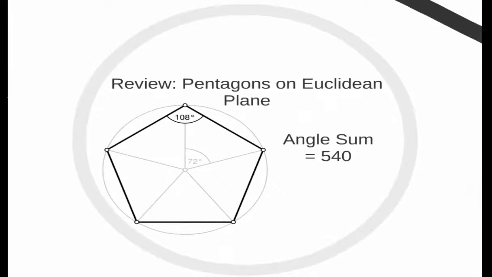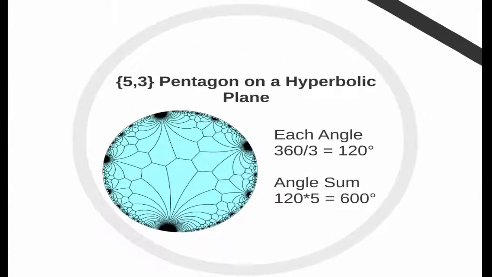First thing we're going to look at is a review on pentagons on the Euclidean plane. We have an interior angle of 108 degrees for this regular pentagon I have pictured here, so its angle sum is 540 degrees. Now, just like with the other polygons, when we look in the hyperbolic plane, we have many different options. So here we have a 5-3 using the Gillespie notation, pentagon on a hyperbolic plane.